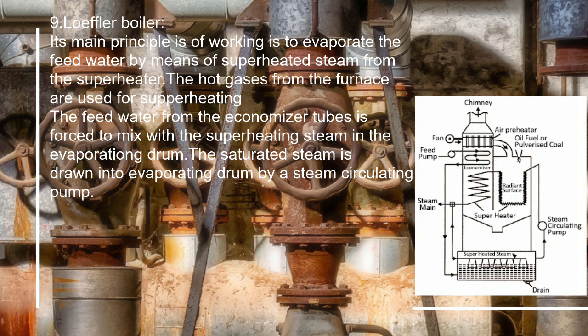This steam passes through the tubes of the combustion chamber and then enters the superheater. From the superheater, about 1/3 of the superheated steam passes to the turbine, and the remaining 2/3 is used to evaporate the feed water in the evaporating drum.